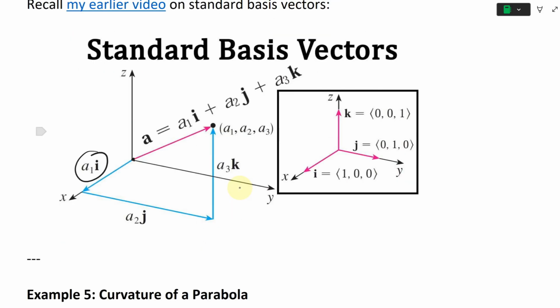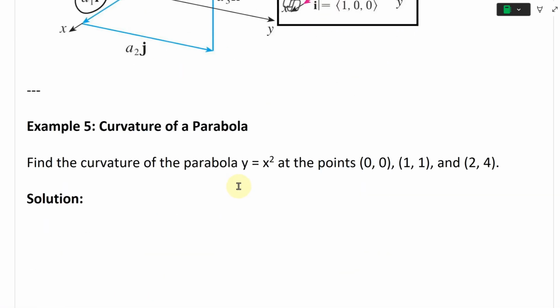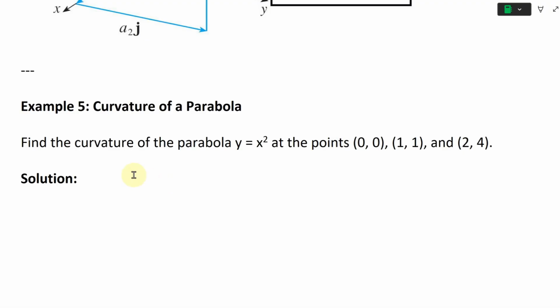And yeah, so i cross j is equal to k. And if you have any of these crossed by itself, parallel, it equals 0. Anyways, pretty epic stuff. All right, now let's continue further and look at example 5.